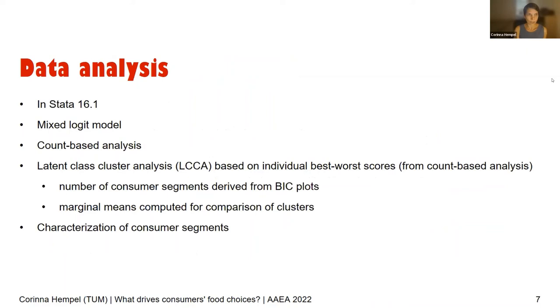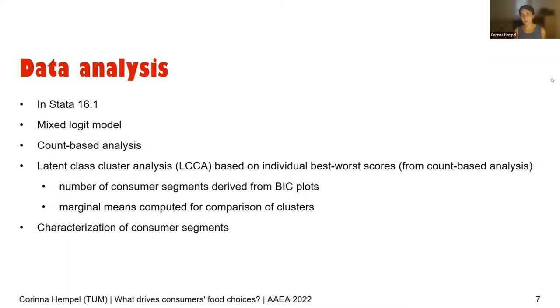We then analyzed the data in Stata. We did estimate mixed logit models, and we also did count-based analysis. And count-based analysis just basically means that you calculate the difference between the times a food value was chosen as the most important and the times this food value was chosen as the least important.